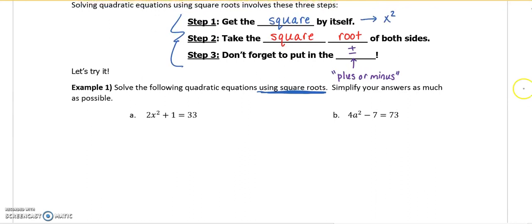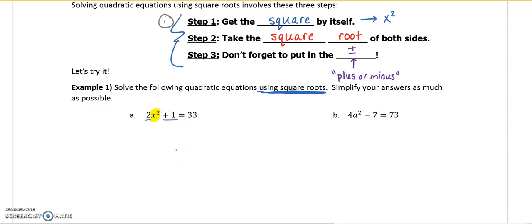Let me scroll up here. Step number 1 is to get the square by itself. So one thing I like to do is actually just highlight where the square is. So that's this part right here. Notice how I didn't highlight the 2, because that's not part of the x squared. It's just the x squared that I want to get by itself. So basically the 2 and the plus 1 over here, that's what I want to move over. I want to get rid of it.